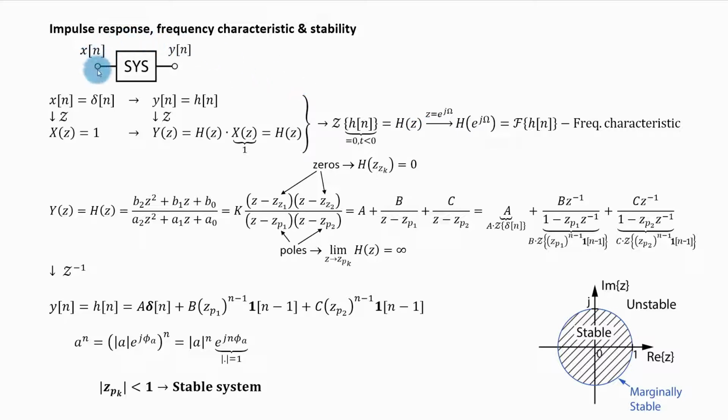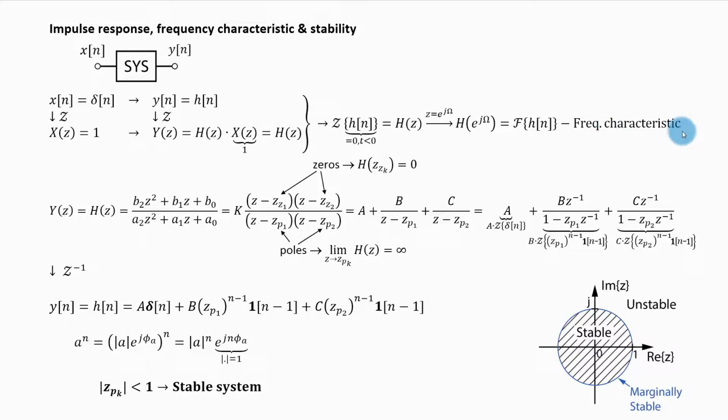Moreover, a real-world system will not start to output any non-zero values before this Dirac delta pulse arrives at its input at time 0. So this impulse response is 0 for negative time. Consequently, from the equivalence between the z transform and the Fourier transform, if I substitute e to the j omega for z, I will get this h of e to the j omega, which is the Fourier transform of the impulse response, which is the frequency characteristic of the system. So when you have a transfer function and you substitute e to the j omega for z, you get the frequency characteristic of a system.